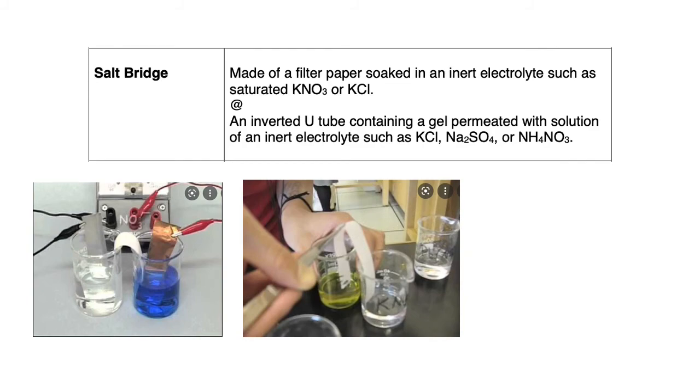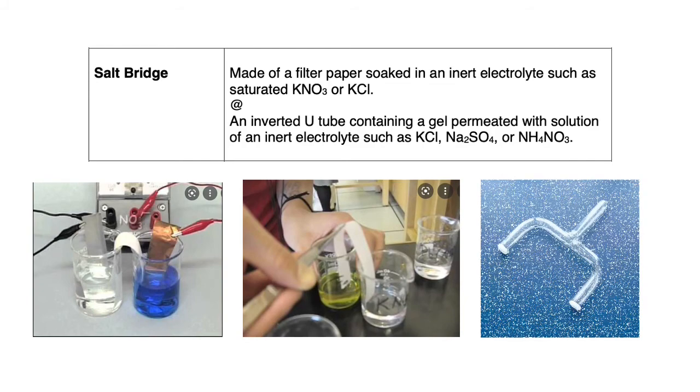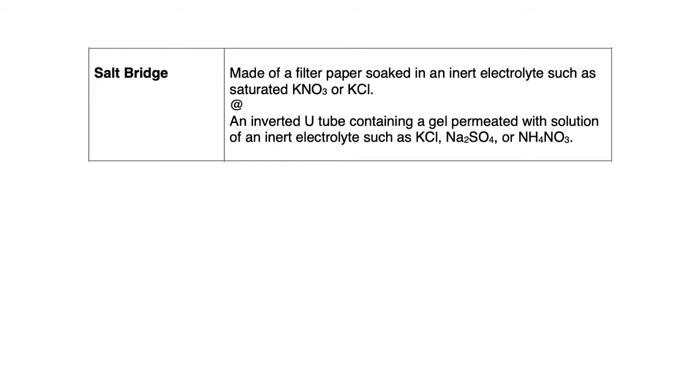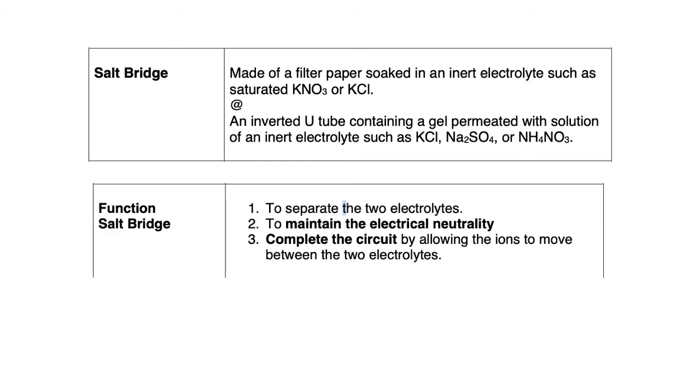Or you can also use an inverted U-tube that contains a gel permeated with an inert solution such as potassium chloride, sodium sulfate, and ammonium nitrate. What is the function of the salt bridge? First is to separate the two electrolytes. The two electrolytes cannot be mixed together, okay? So they must be separated.